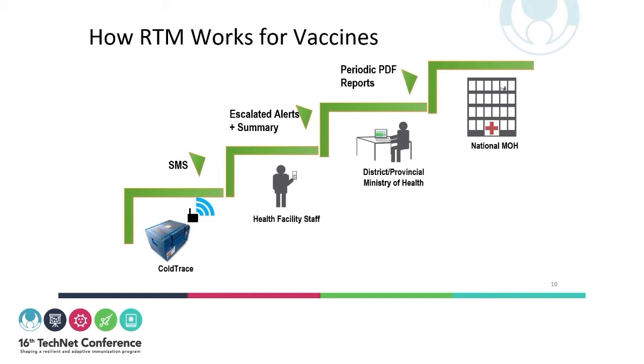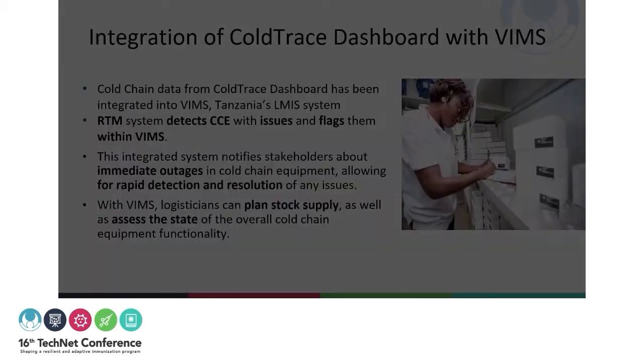So the RTM or the cold trace unit itself has two parts. One is the dashboard and another one is the unit, which whenever there's an excursion, just sends an SMS to an immediate supervisor. And at the facility level, this is the healthcare worker who is managing the vaccines. So they have to respond to that. If they do not respond to the excursion, the SMS will be sent again to the next level, to the district and even to the region and the national level, so that we can take an action for that excursion.